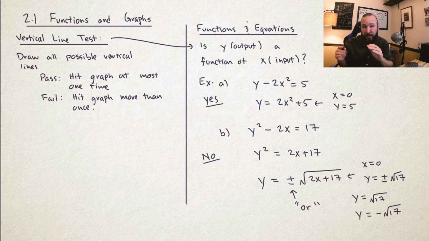And it fails the test if you can draw a vertical line and it hits the graph more than once. Then the graph fails, and it is not a function.